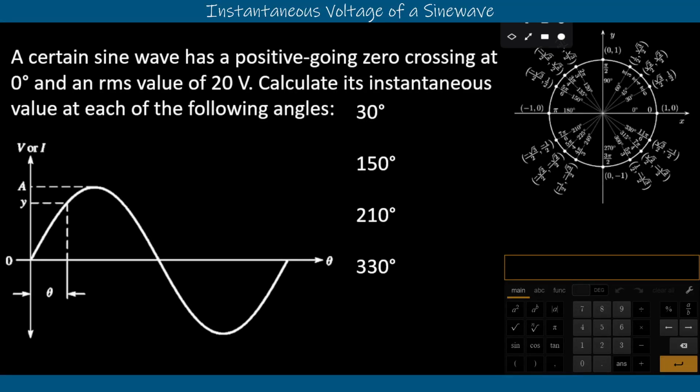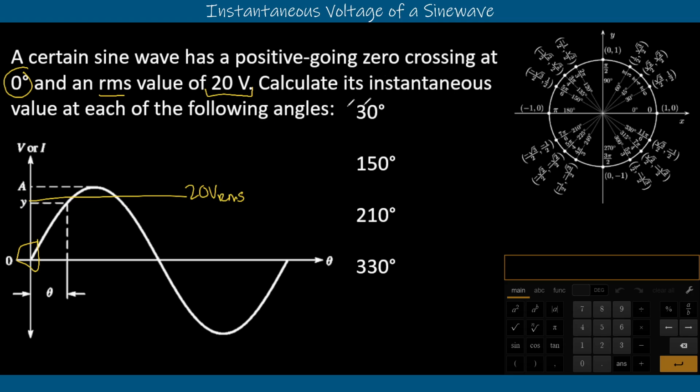Hello and welcome. In this video, we're going to look at this specific sine wave here that has an RMS value of 20 volts and it starts at 0 degrees. So that means it starts right here at the 0 degree mark and that its RMS value, which we know is somewhere in the middle of average, is going to be 20 volts. So that's not the peak value, that's RMS.